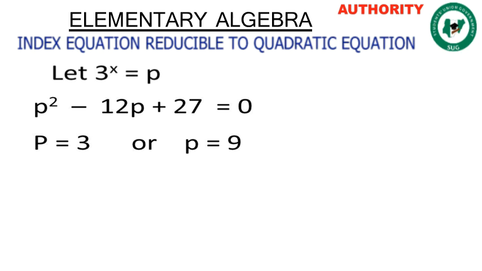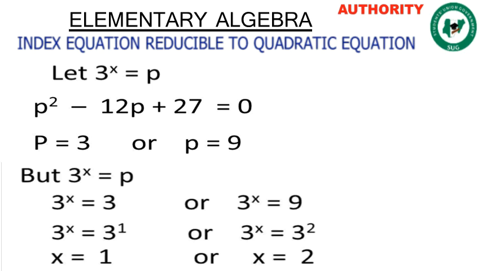Alright? From here, this is a real and confirmed quadratic equation. From here, you can solve it by factorization, by using quadratic formula, or by using completing the square. Alright? Now, when you solve this, you will have p is equal to 3 or p is equal to 9. Yes, if you solve that quadratic equation, you will have p is equal to 3 or p is equal to 9. But you remember that 3 raised to power x is equal to p, okay? So the values we've just gotten for p are actually the values for 3 raised to power x. Okay? Good.